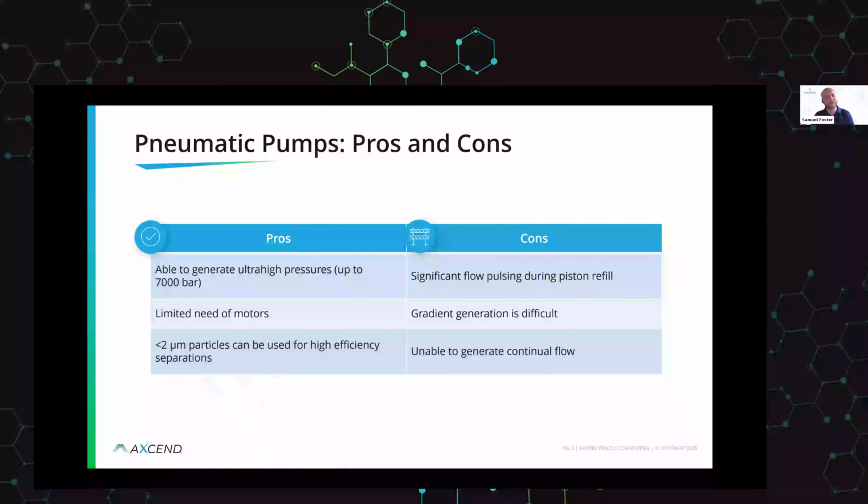Additionally, it's difficult to generate gradients. Not impossible, but it does come with additional steps compared to what we're traditionally used to with a more piston-based system. And again, we aren't able to generate continual flow. It does have to stop. It does have to be restarted. So because of that, it is a drawback.